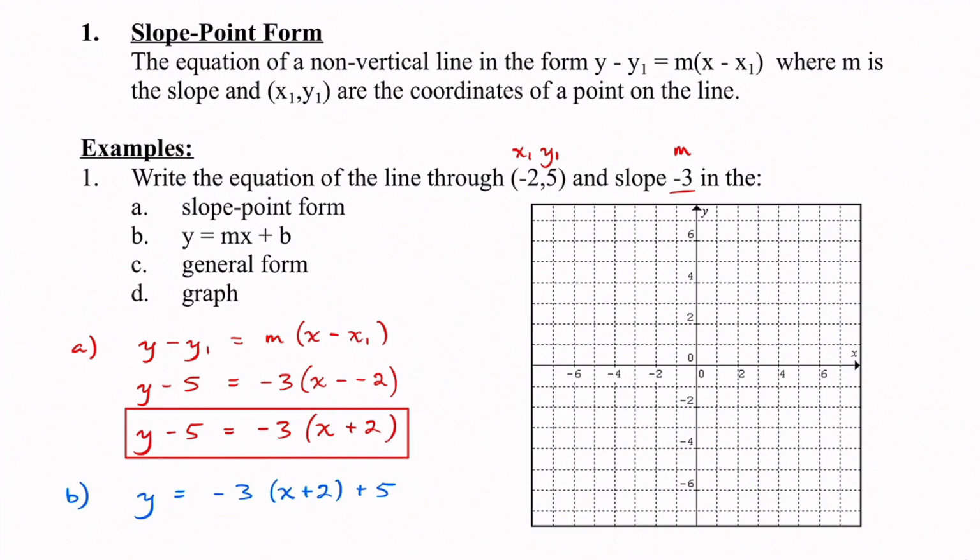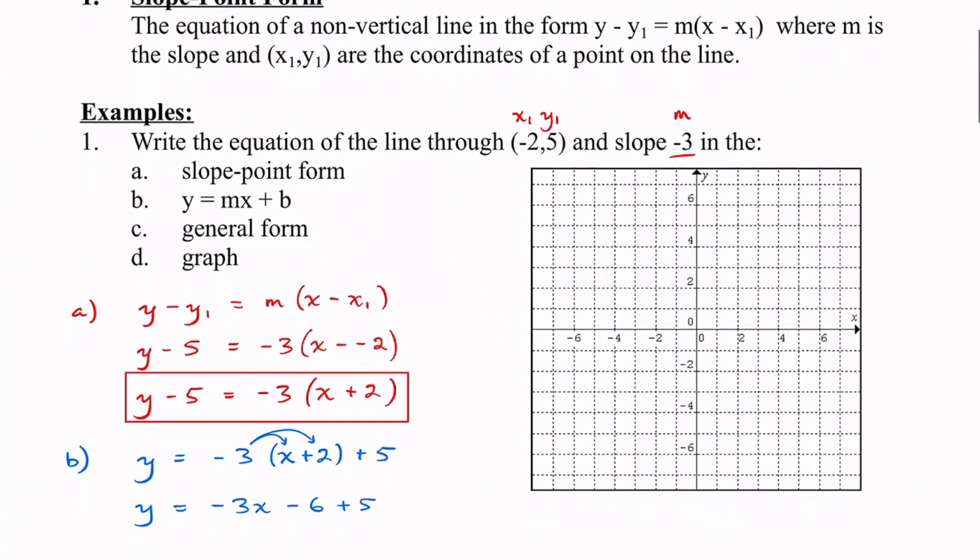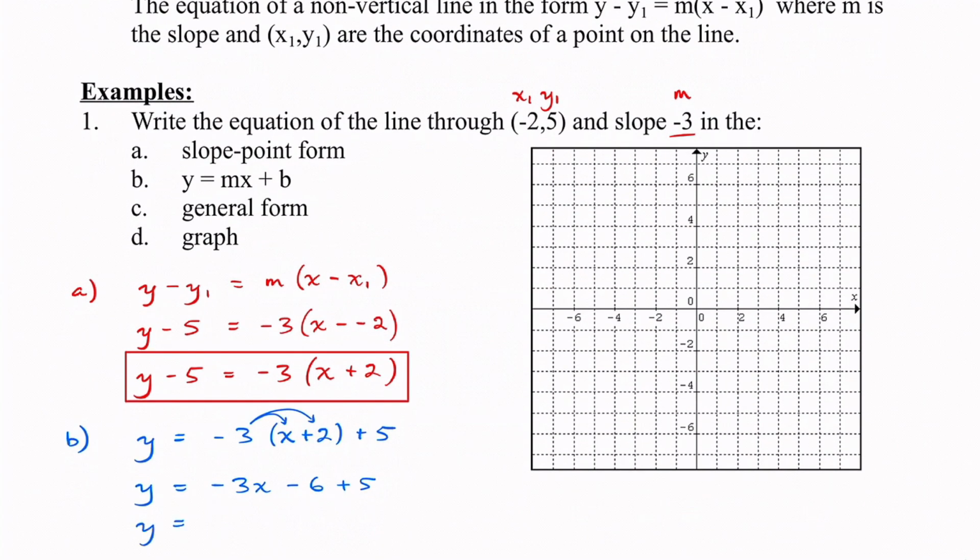And then to make it look like y equals mx plus b, that one doesn't have any brackets. So you want to distribute into your brackets to get rid of the brackets, and then after just add 5. So we're going to have y equals -3 times x will give me -3x, and then -3 times 2 would give me -6, and then I just have plus 5. Simplifying that, I'm going to have y equals -3x, and then these two I can put together. That's just a -1. And that's your final answer for part B.